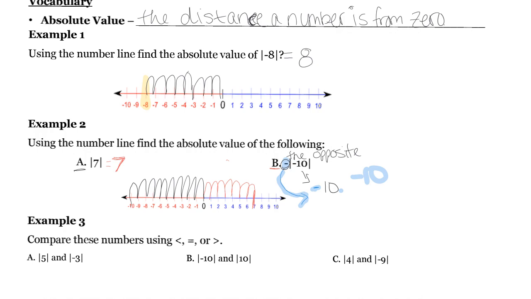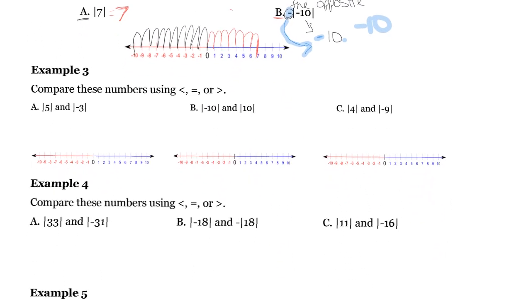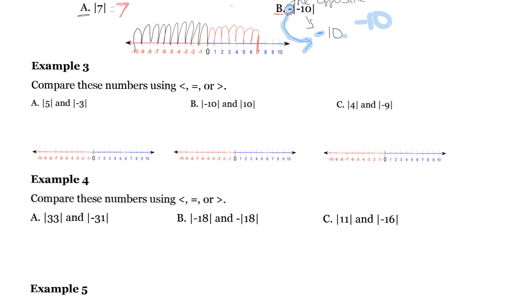Okay? So I want you to look at example 3. Use these number lines. Compare them. Which one's bigger? Okay? So let's do A together. We want the absolute value of 5 and the absolute value of -3. So let's start with 5. 5's here, and it's 1, 2, 3, 4. It's 5 places away from 0. How far is -3 from 0? It's 1, 2, 3. So which one's bigger? Right? Which one's greater than? It's this one.